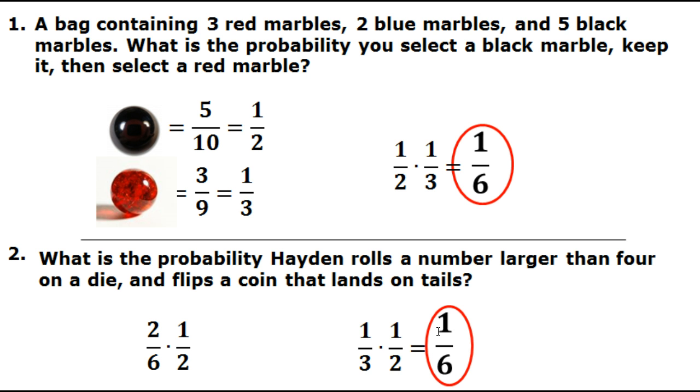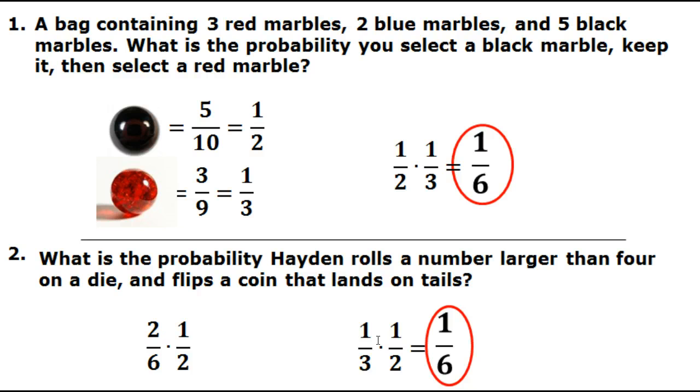Okay, and here should have been your answer. Remember, when these are two specific events, we're going to be multiplying them together. On this one, you're selecting a black marble, then a red marble. These are two different events, so we multiply them together. Same thing on the second one. Hayden is rolling a die and flipping a coin, so two separate events. We're trying to find the probability that both will occur, so we multiply those two probabilities together.